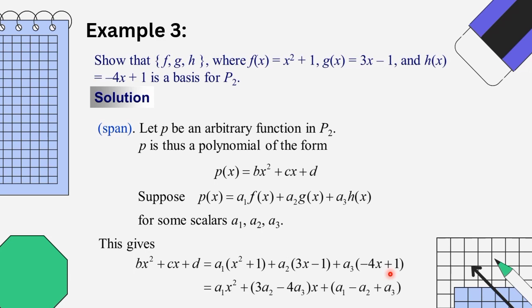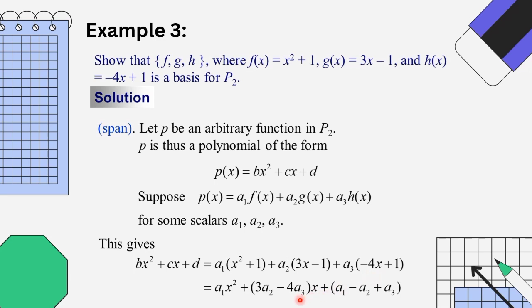Okay, so by process of distribution, or the distributive property, we have a sub 1 times x squared, we have a sub 1 x squared, and then a sub 1 plus 1, that is equal to a sub 1, right? So we have a sub 2 times 3x, we have 3a sub 2, and then we have also a sub 2 times negative 1, we have negative a sub 2. We have a sub 3 times negative 4x, we have negative 4a sub 3, and then we have a sub 3 times 1, we have a sub 3.